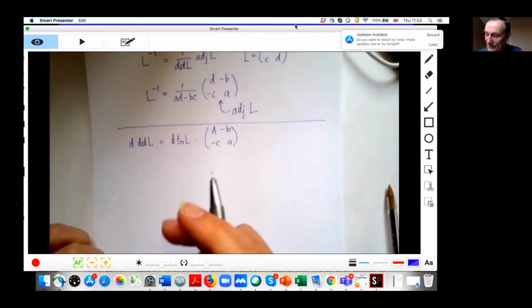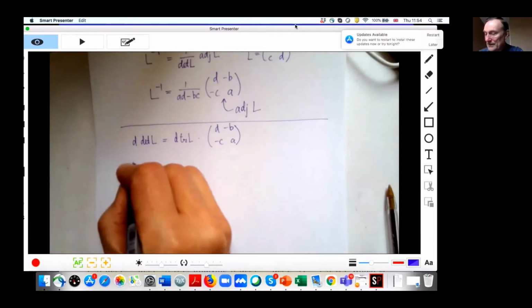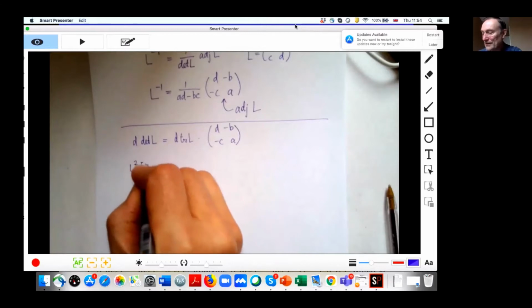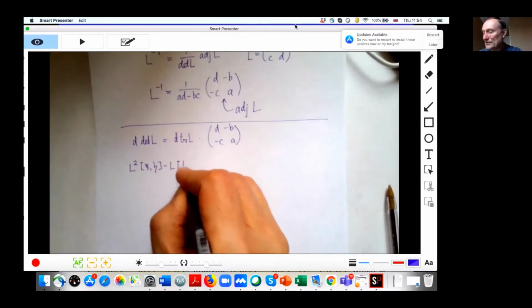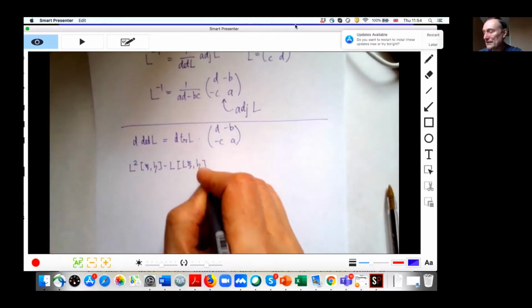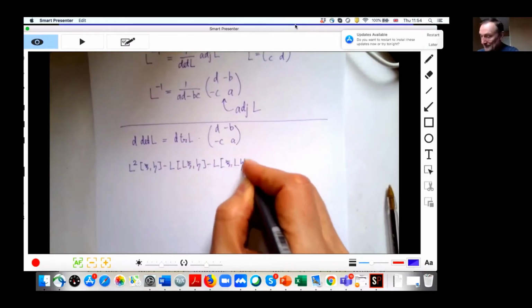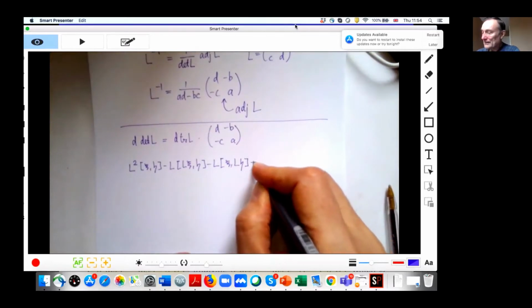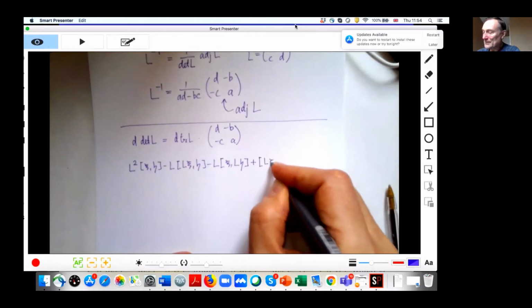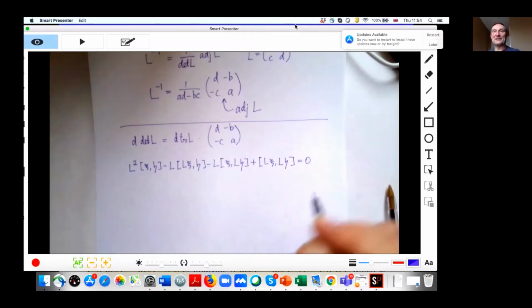The Nijenhuis condition, you know, is L squared of [xi, eta], minus L of [L xi, eta], minus L of [xi, L eta], plus the bracket of L xi and L eta, and this must be 0. So that's the condition. This is the definition of a Nijenhuis operator.